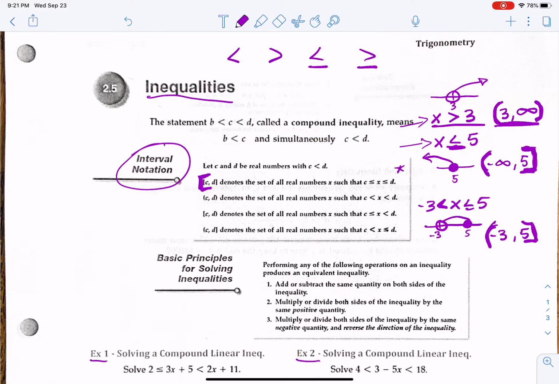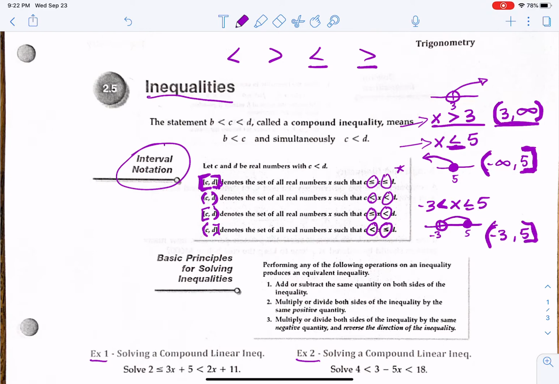Okay, and you can see that here, like these two have brackets, and they have both equal to symbols. These two have parentheses, so they have not equal to, they're just less than, less than. This one has a bracket on the one side but a parenthesis on the other, so bracket, parenthesis, and parenthesis, bracket, that's less than or equal to. Okay, so that's how that works. If it has an equal to, it's a bracket. If it doesn't have an equal to, it's a parenthesis. If it has infinity, it's always going to be a parenthesis on that side of it.